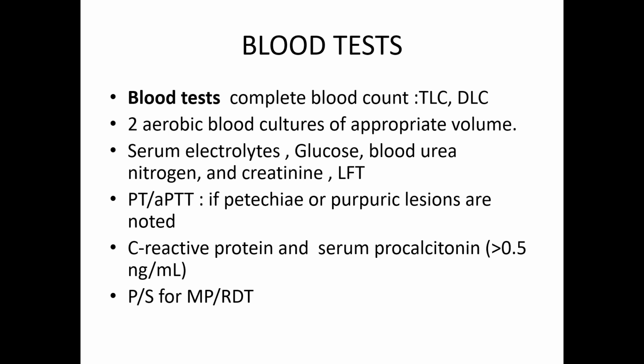Fine. So after doing the history and examination, the next thing you do is the blood tests. Obviously we need to look for features of inflammation, so we do the total leukocyte count and the differential leukocyte count. We send aerobic blood cultures. We look for other alternative etiologies like sodium, glucose, urea nitrogen, creatinine. We look at LFT, because those can all cause encephalopathy, especially if the patient has a particular rash. Then we need to look at PT, aPTT. We need to look for features of inflammation like CRP, procalcitonin, and other causes like malaria, so the RDT, that is the rapid diagnostic test, we need to do.